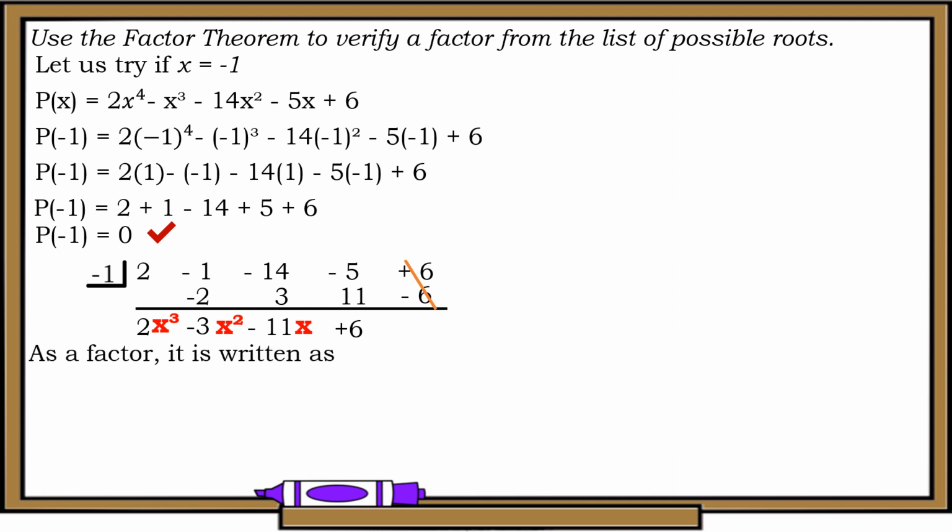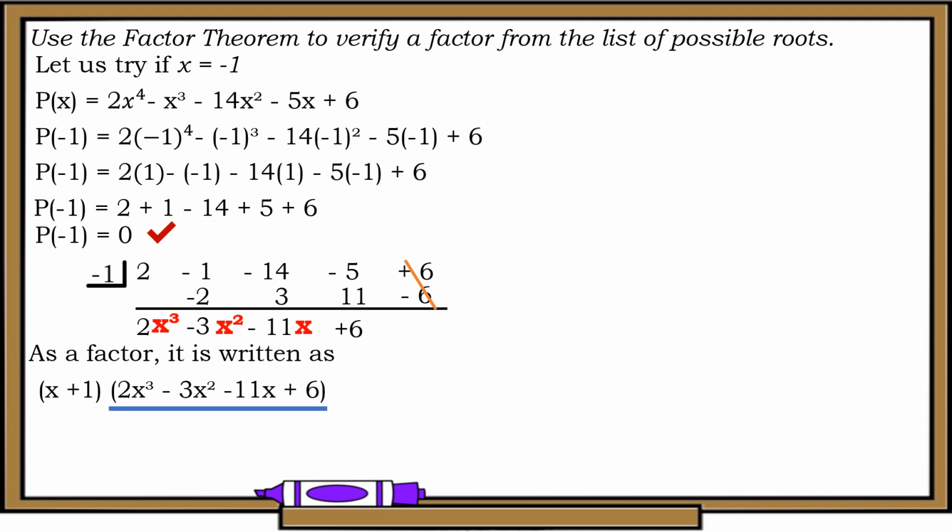So, as a factor, it is written as x plus 1. Because x is equal to negative 1, that is our divisor, so it becomes x plus 1. When you equate x equals negative 1 to 0, you will get x plus 1. Then, the resulting polynomial is 2x cubed minus 3x squared minus 11x plus 6.